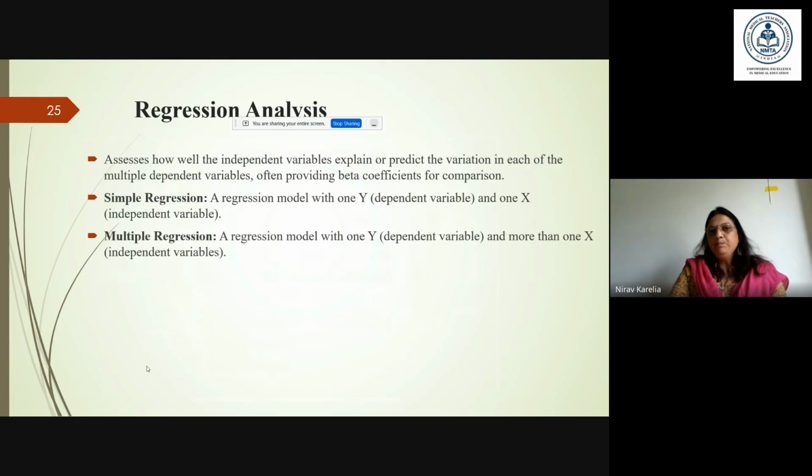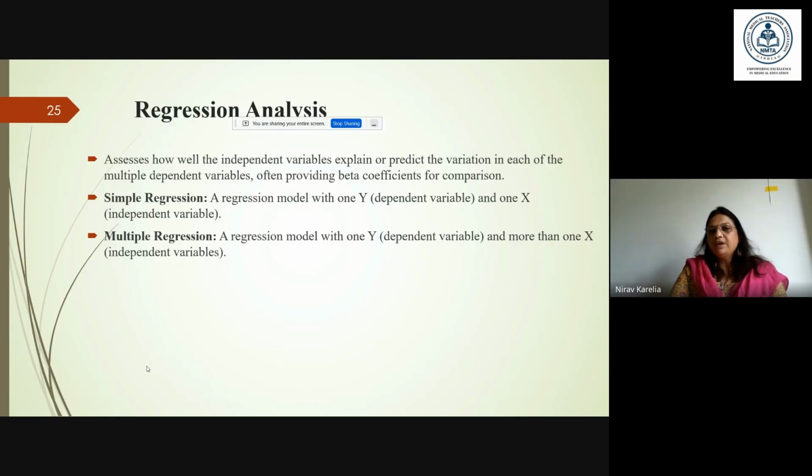There are two types: simple regression and multiple regression. The dependent variable is denoted as Y. It is the outcome variable, what you want to measure. Suppose I want to measure the outcome of the patient depending on the treatment. The outcome may be a reduction of blood pressure or hospital stay. Whatever the outcome, it is your dependent variable, which depends on X, my independent variable.